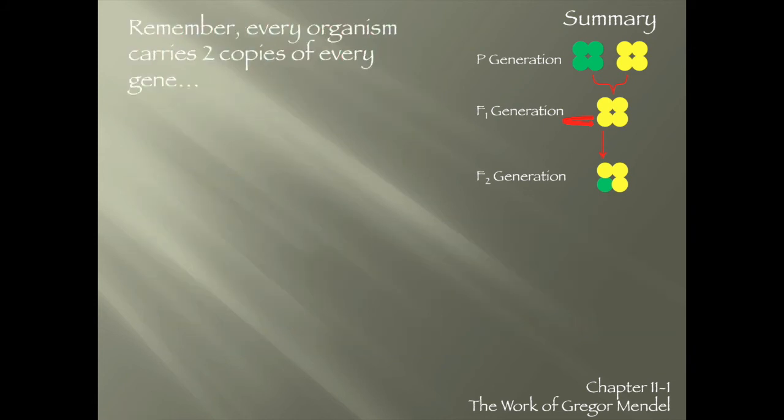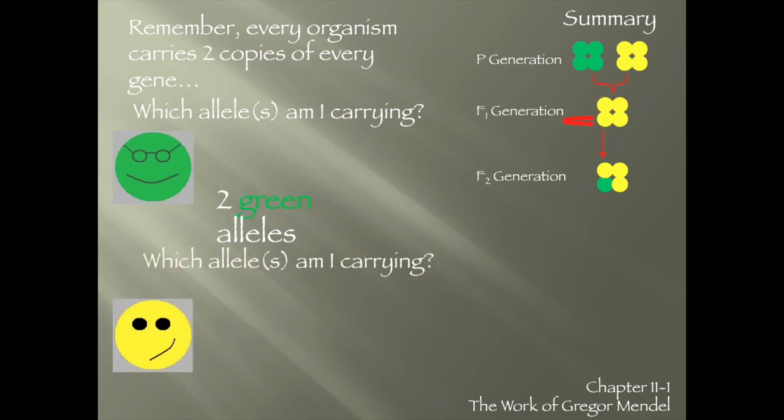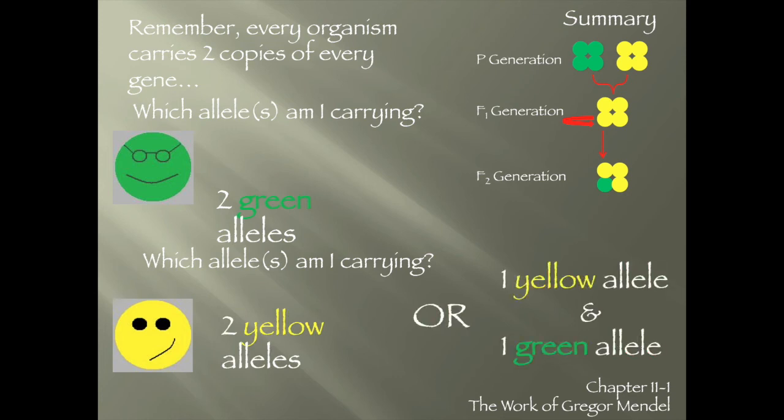So remember, every organism carries 2 copies of every gene. If this is the case, if I were a yellow pea, what would I be carrying? And the only way you could be a green pea is if you have 2 green alleles. What about this guy, though? Well, he could have 2 yellow alleles. That would make sense. But he could also have a yellow and a green. So this guy's going to appear just as yellow if he has 2 yellow alleles or 1. That's how it works out. You don't appear kind of yellowish with a tint of green in this case. You are completely yellow, whether you inherit 2 yellow alleles or a yellow and 1 green. The only way you could be green is if you inherit 2 green alleles.